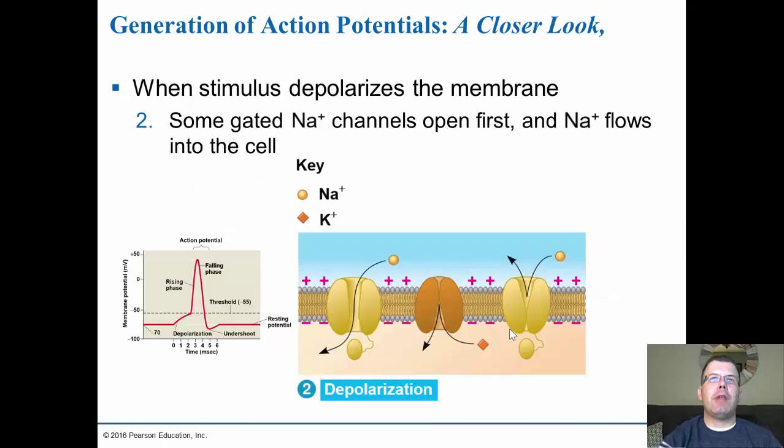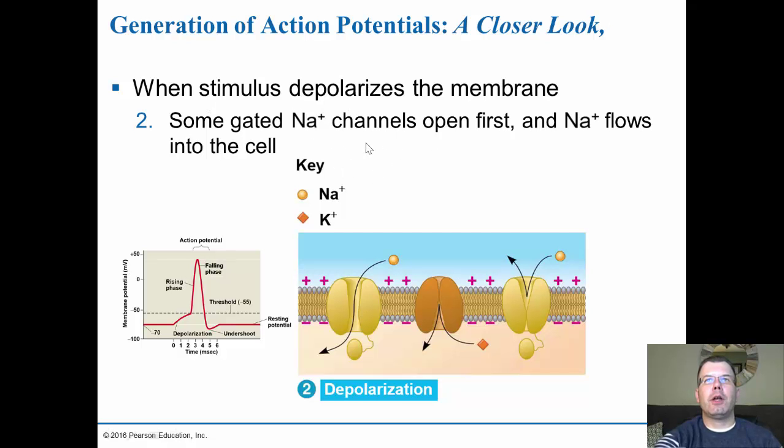Now let's say you get a stimulus. Someone pokes you or touches you on the wrist or on your arm somewhere, or maybe you step on a nail or you touch something that's hot. What's going to happen is now you get this depolarization. The stimulus depolarizes the membrane.